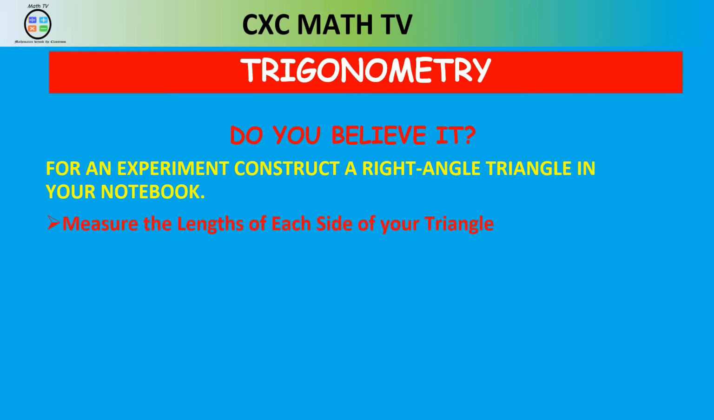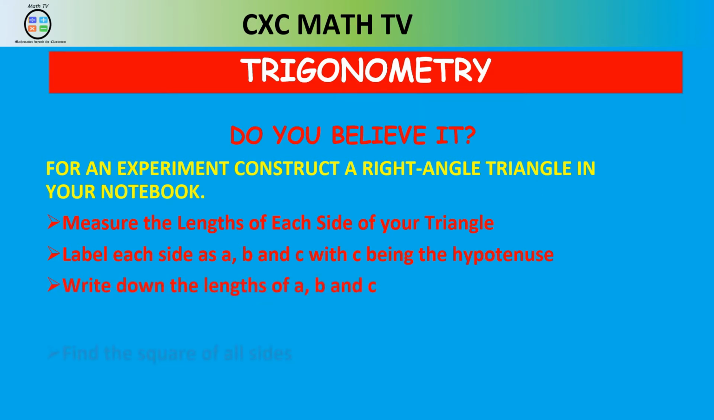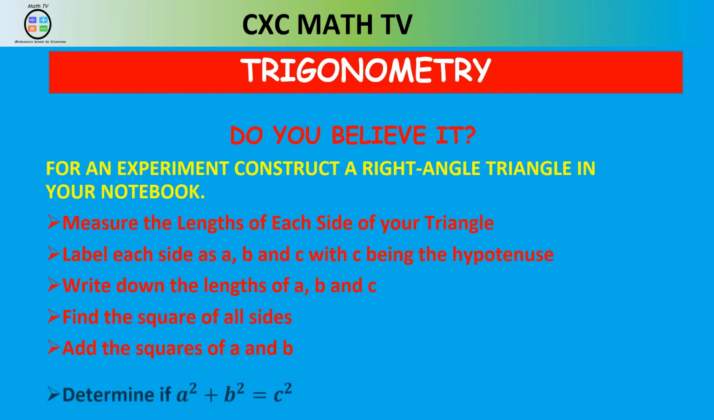Now, measure the length of each side of the triangle that you constructed. Then label each side of the triangle as A, B, and C, and make sure to label C as the hypotenuse. Now write down the lengths of A, B, and C. Then find the square of all those sides. Then add A square and B square. And then determine if A square plus B square is equal to C square.